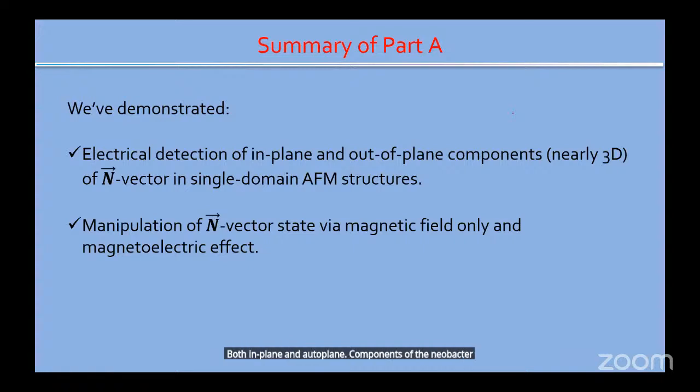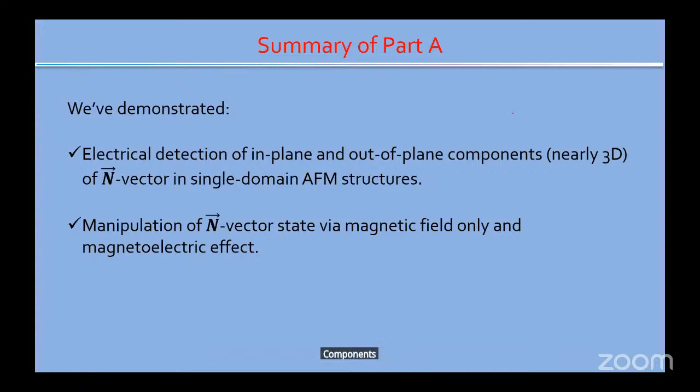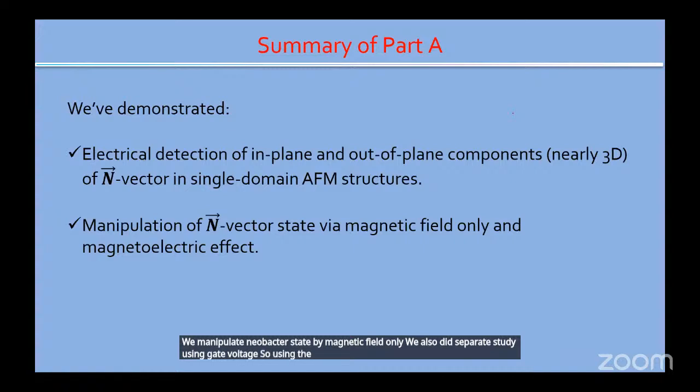In principle, this is almost 3D, but in the XY plane, there is a 2-fold symmetry. So it's not quite 3-dimensional, but we are able to detect these 2 components of the Néel vector. And we can manipulate, for a reason that we don't completely know, the Néel vector state by magnetic field only.